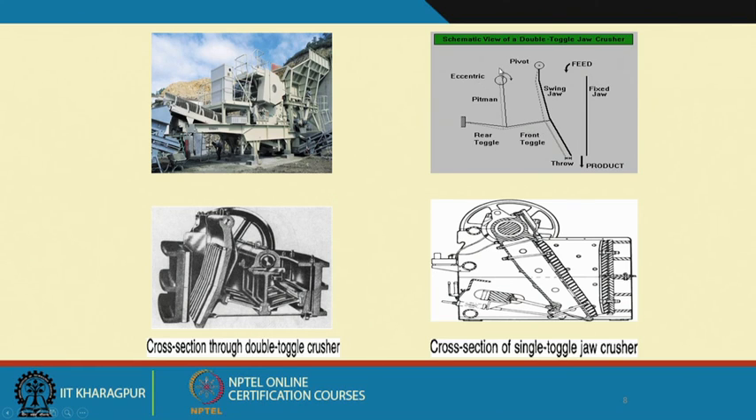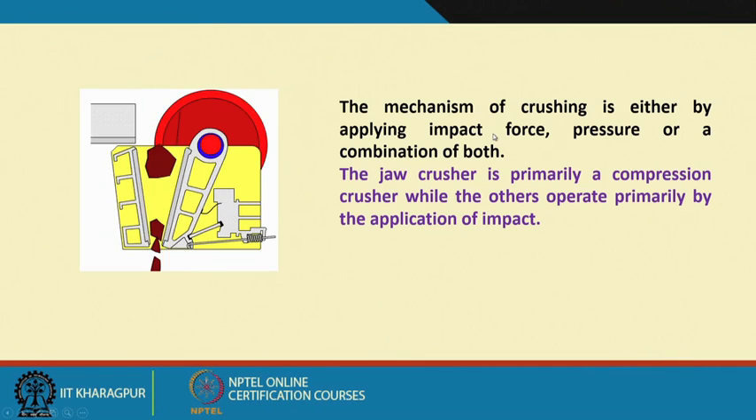So, we have got a flywheel, which we call the eccentric, and this is called the pitman, and this is called the toggle. This is the double toggle, we call it, this is the rear toggle, this is the front toggle. Now if I go back to your animation again, you see that the flywheel is moving, and because of that you have got a lateral displacement of my moving jaw.